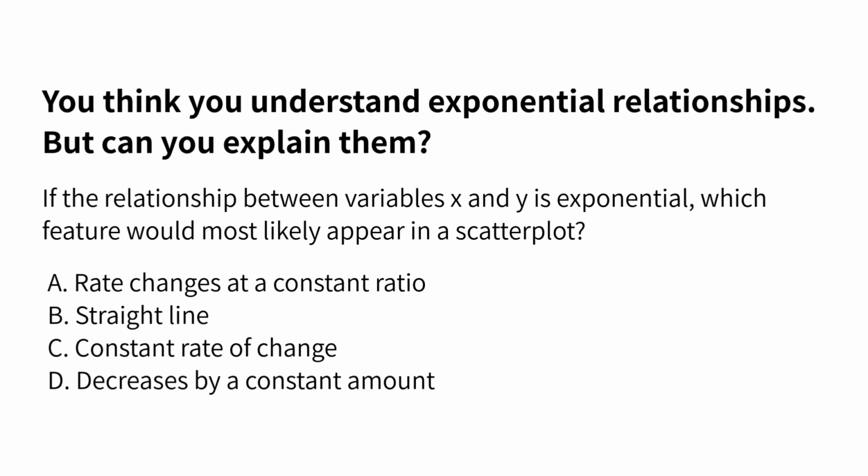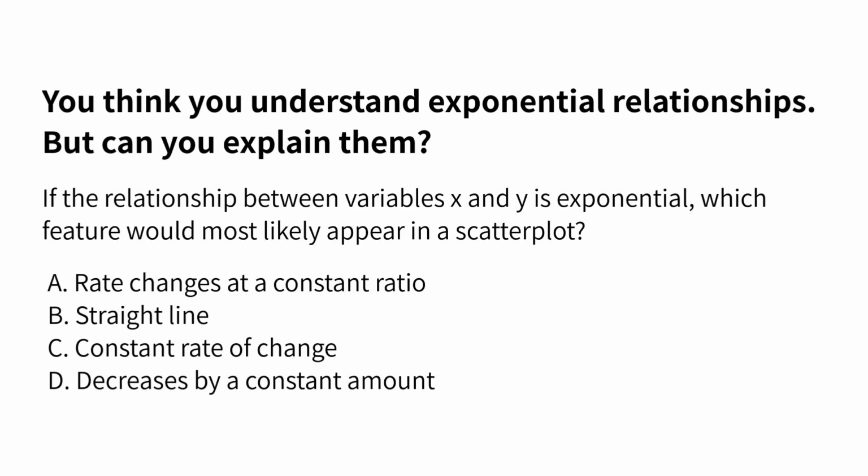You think you understand exponential relationships. But can you explain them? Let's check. If the relationship between variables x and y is exponential, which feature would most likely appear in a scatterplot? Take a moment. Don't calculate. Don't jump. What does exponential actually mean?